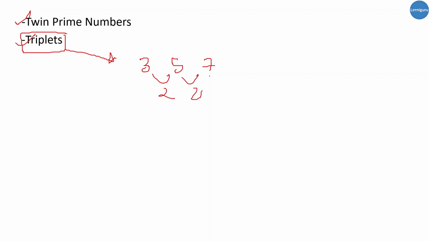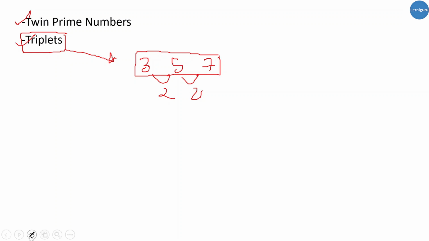So twin prime numbers and triplets. First let's talk about triplets, then we'll come to the twin prime numbers, because that will take a little time, and triplets are very simple. Triplets are those prime numbers that have a gap of 2, like 3, 5, 7. So this is a triplet. There is only one triplet, 3, 5, 7. Sometimes this may be mentioned in the question, so that's why you need to remember this thing. There is exactly only one triplet, that is 3, 5, 7.